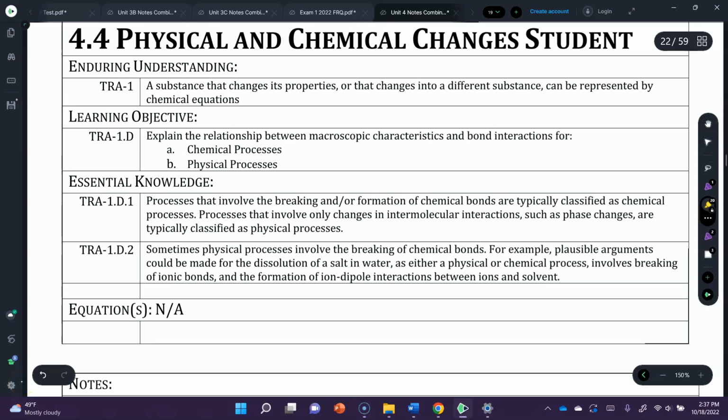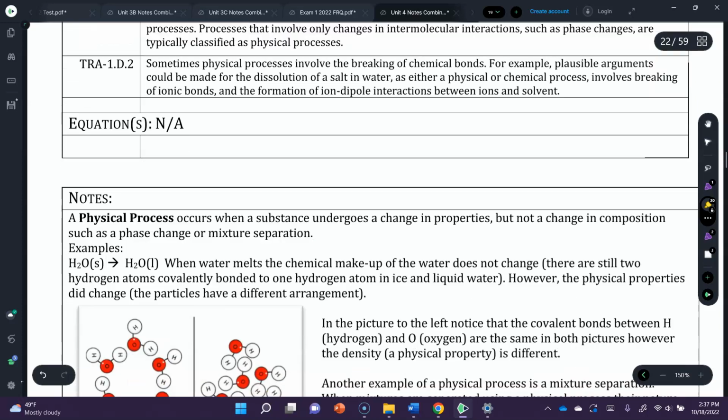Everyone, welcome to section 4.4, physical and chemical changes. By the end of this, you should be able to explain the relationship between macroscopic characteristics and bond interactions for both chemical processes and physical processes.